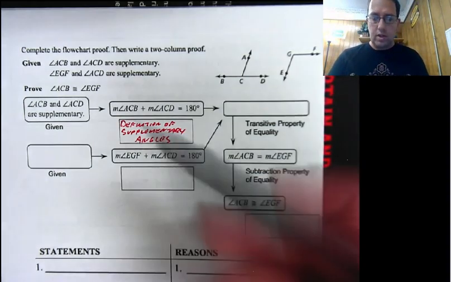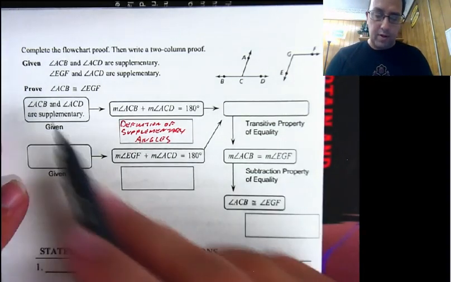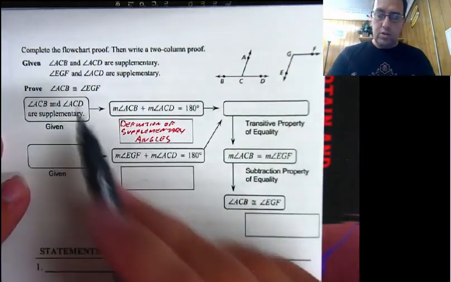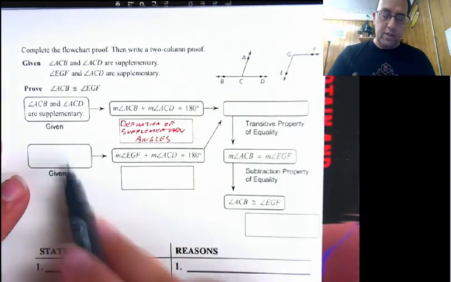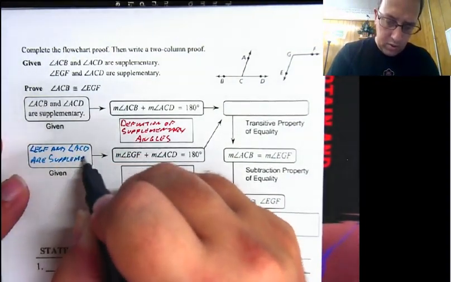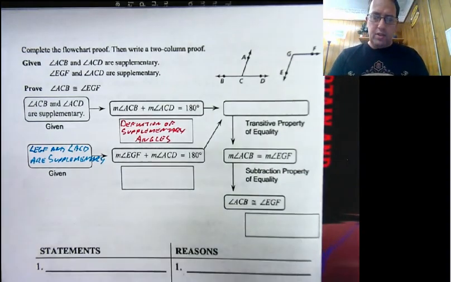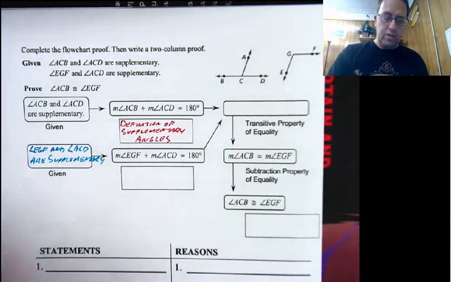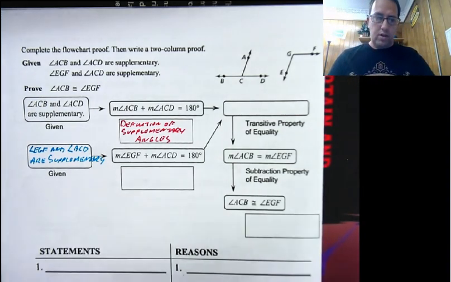I don't know. So let's talk about the other given. We can say some stuff about that, right? But before we can say anything about it, we have to write it down. So we're going to write down our other given statement in this next line over here. Angle EGF and angle ACD are supplementary. How do I know? Because it's given. And so I put that reason right underneath it, right there.